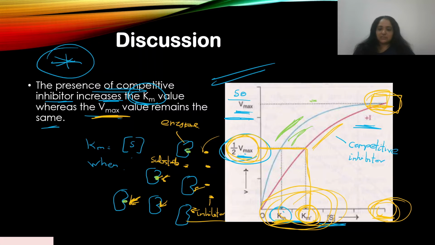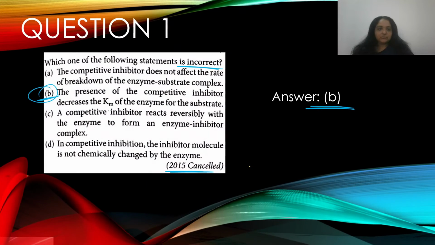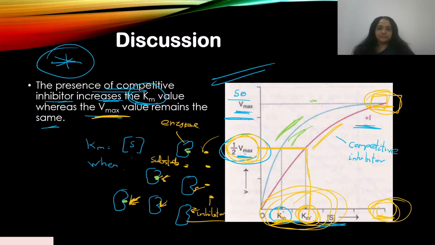So I guess I've answered the question. If we come back over here to the question, the presence of a competitive inhibitor decreases the Km of the enzyme for the substrate, but that is incorrect. It increases the Km of the enzyme for the substrate. All right. Okay, let's move on then.